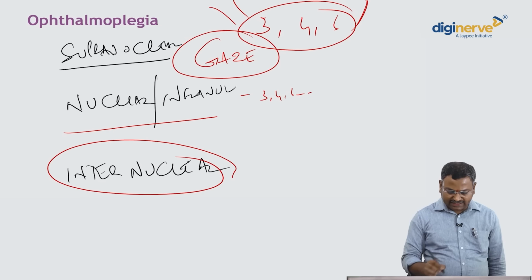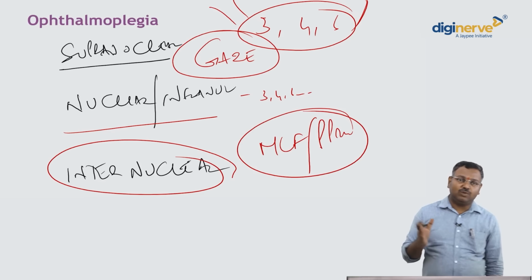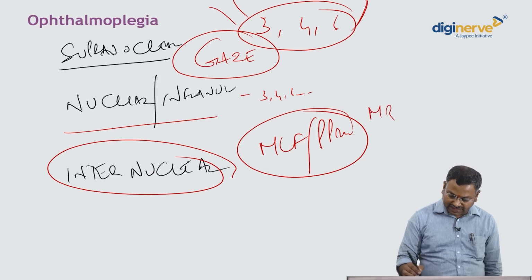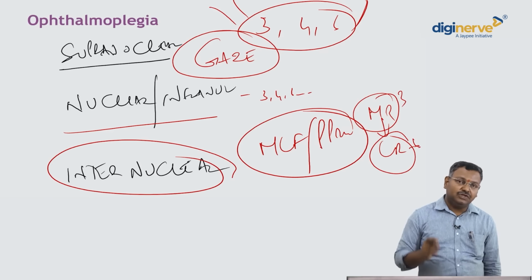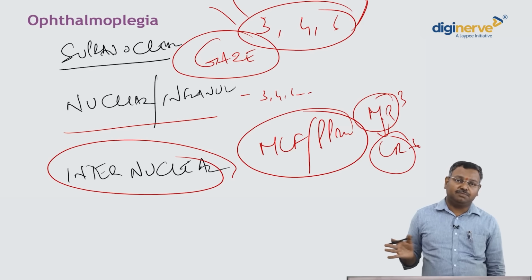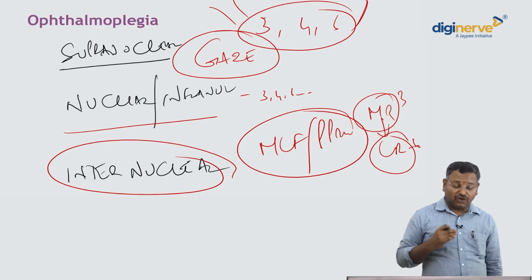Now internuclear is where the MLF or the PPRF is getting involved. MLF and PPRF connect the one-sided third nerve, you remember the medial rectus, to the lateral rectus on the other side. Medial rectus is the third nerve, lateral rectus is the sixth nerve. So the one-sided third nerve to the opposite sixth nerve is connected by the MLF or the PPRF, and involvement of that produces a specific neurological condition called internuclear ophthalmoplegia. Let's discuss these in a little more detail.